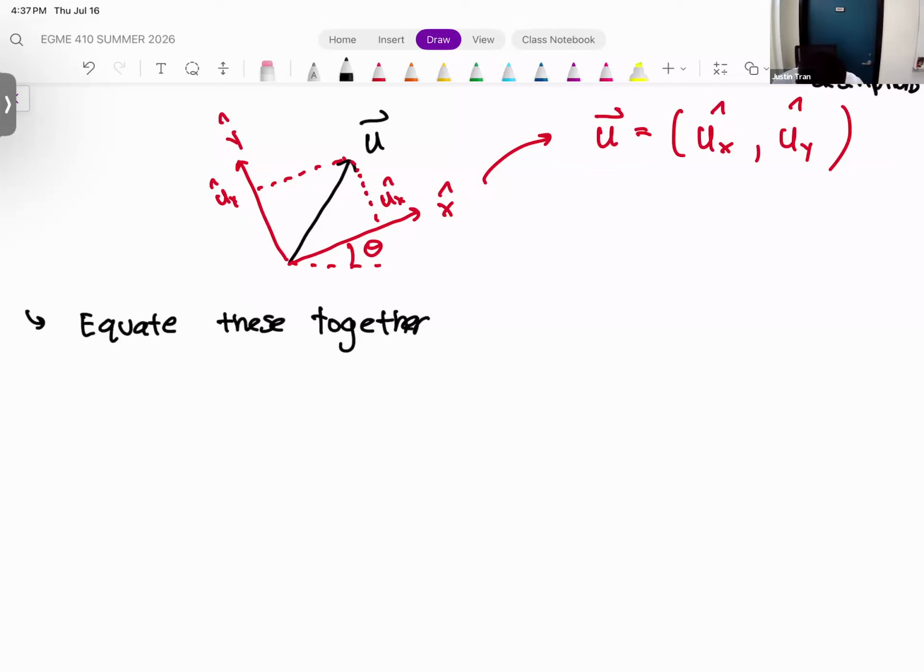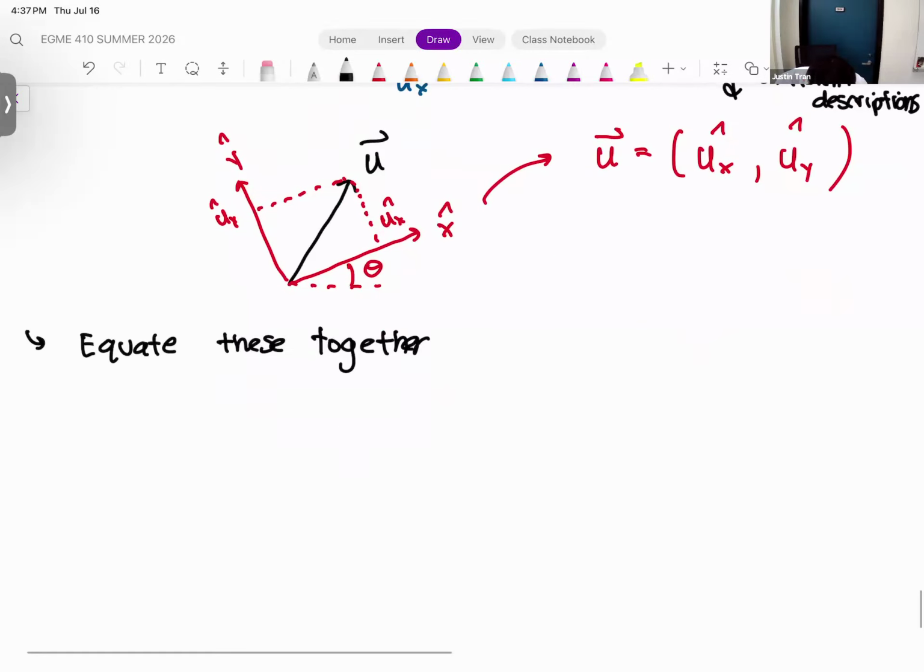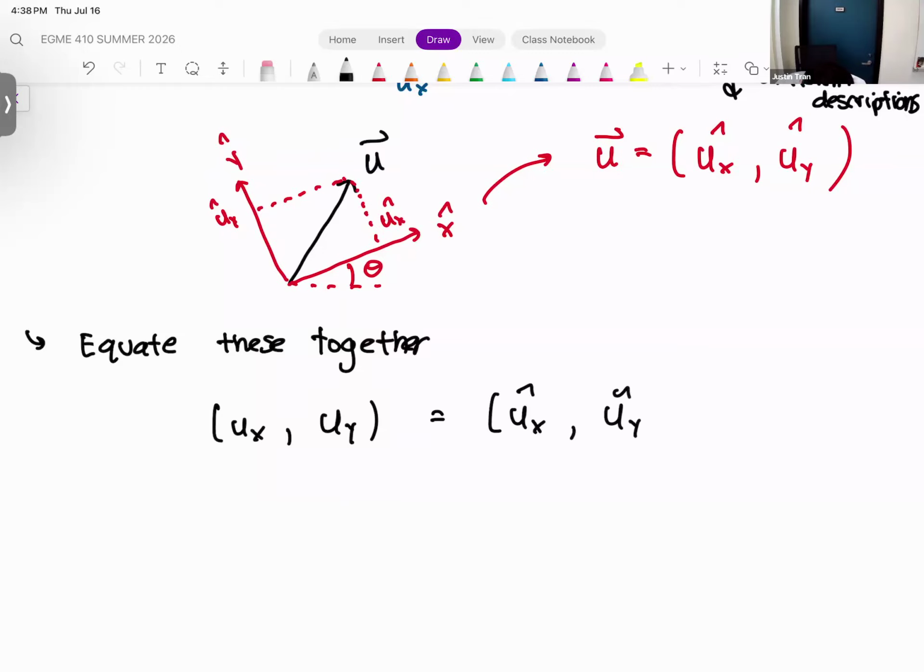Okay. So let's go ahead and equate these together. Right, so we have ux, uy is equal to ux hat, uy hat. But that form itself is not that useful, or we can't really do anything with this.